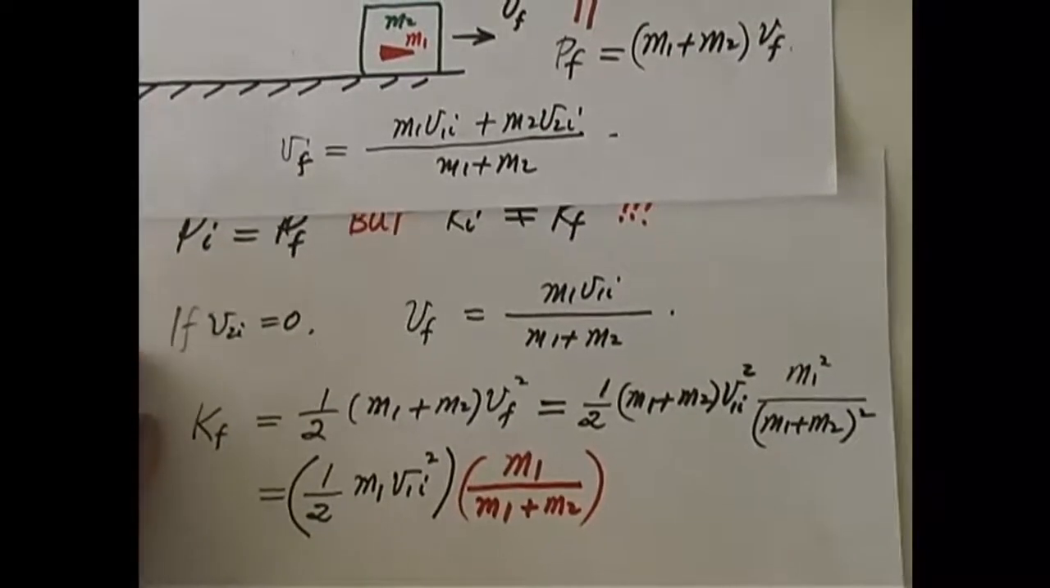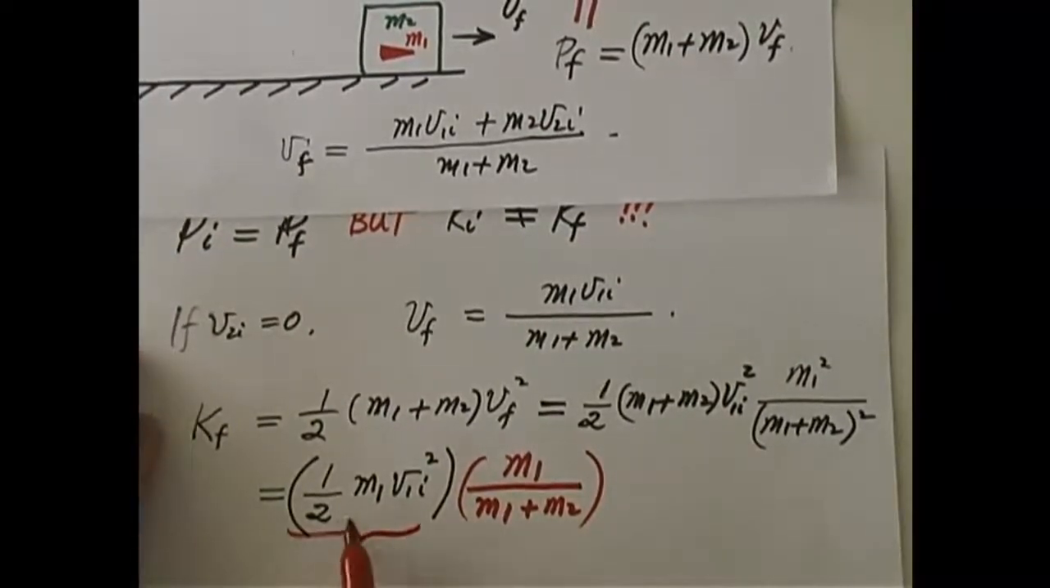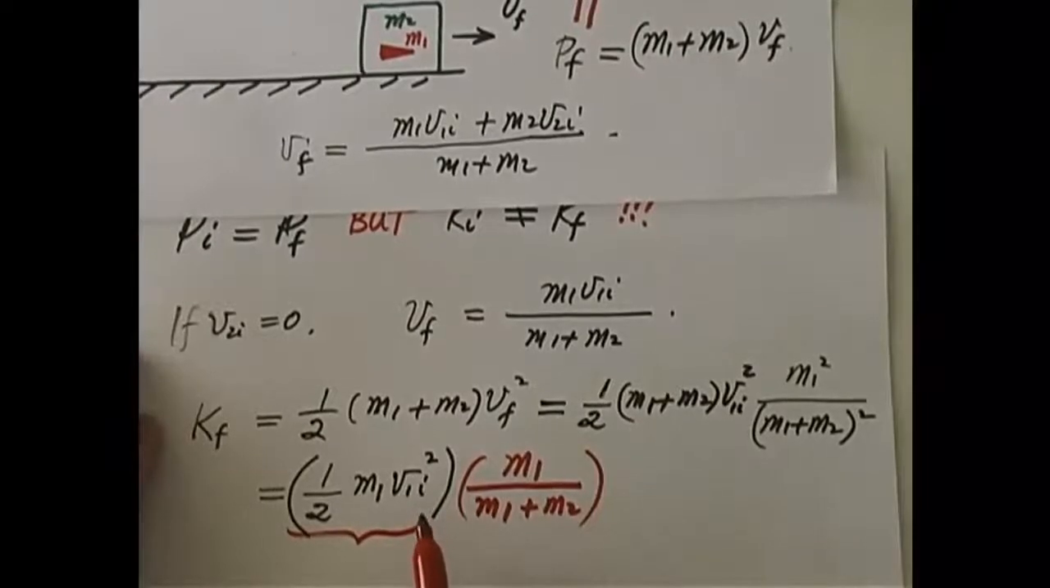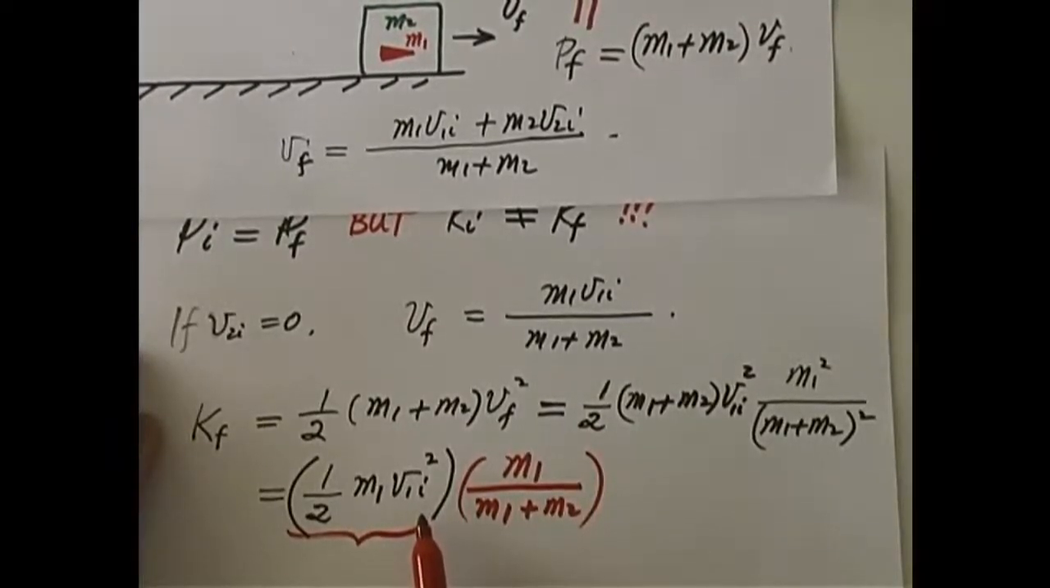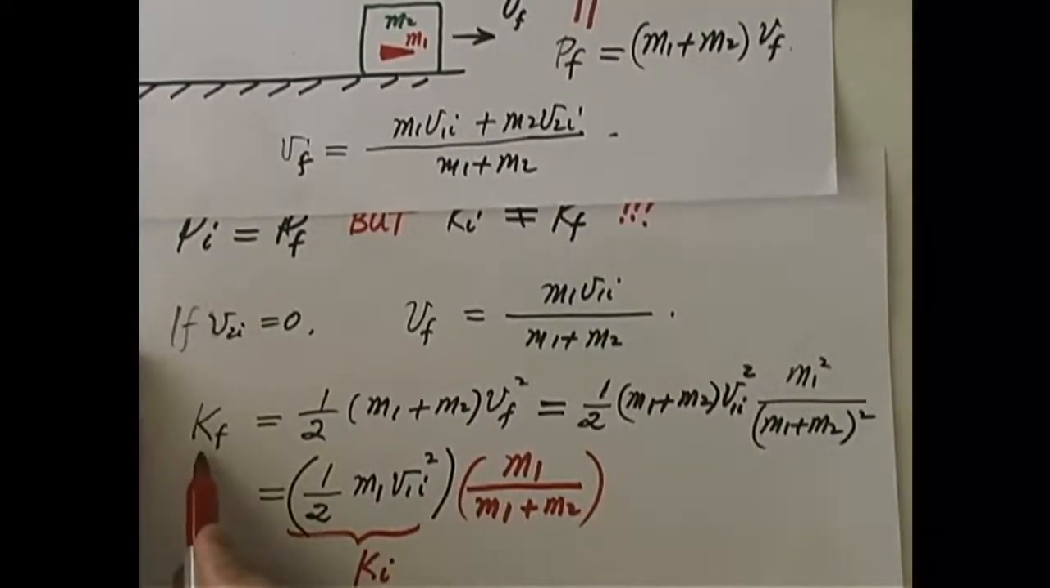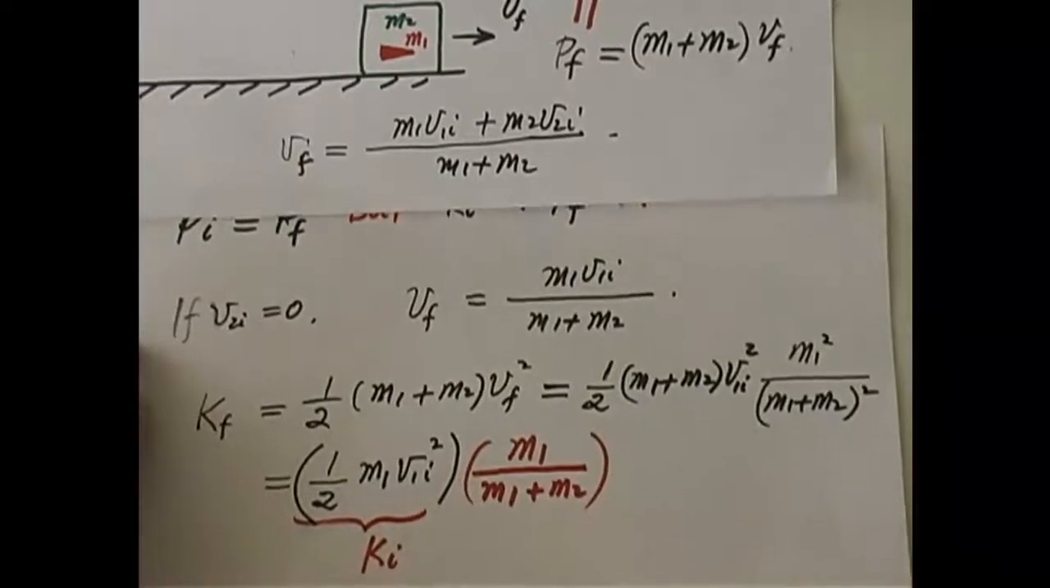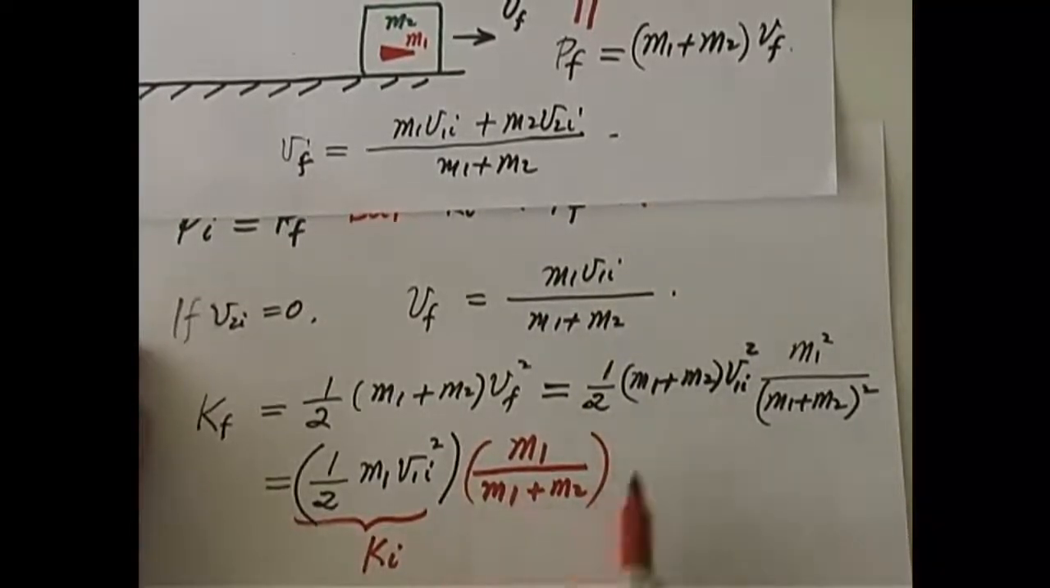What is this anyway? 1/2 M1 V1 initial squared. Isn't that the initial kinetic energy that was carried by the bullet, because the block was not even moving? This was the initial kinetic energy of the entire system. This is the final kinetic energy of the entire system. They're not equal, are they? Because of this extra factor here.